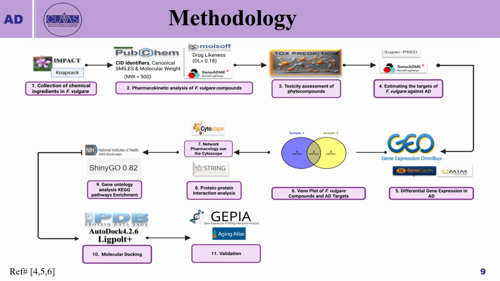This is the complete methodology. First of all, phytocompounds of F. vulgare were retrieved from the available datasets, and second, pharmacokinetic analysis of the compounds was done. Then toxicity assessment of the compounds was predicted. Then the targets of Foeniculum vulgare against Alzheimer's disease and differential gene expression were estimated. A Venn plot was constructed, and finally network pharmacology and Cytoscape were used, followed by gene ontology, molecular docking, and finally validation.